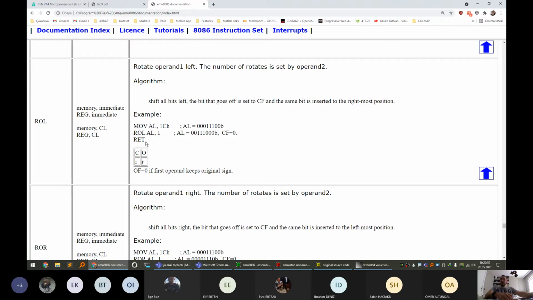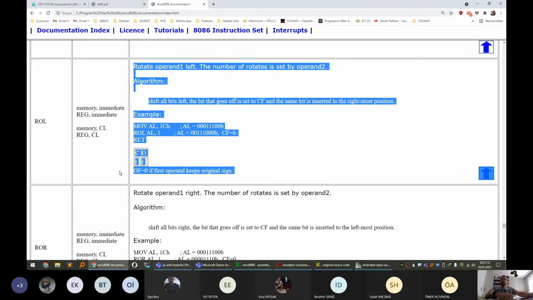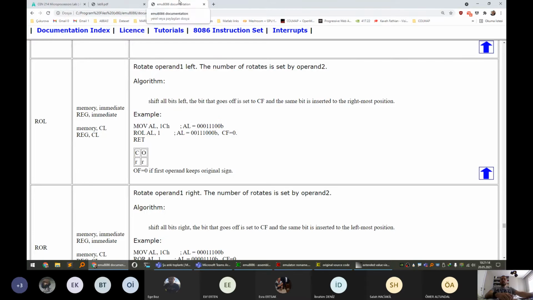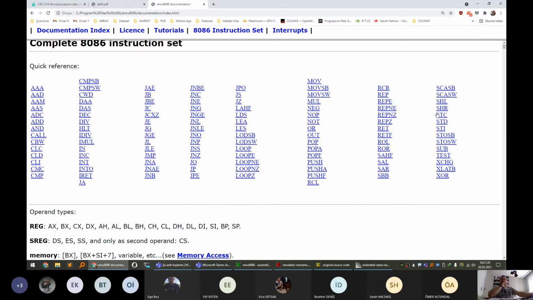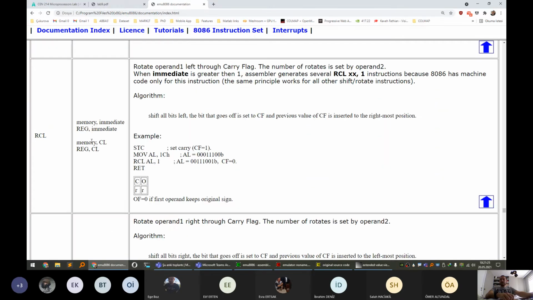Okay, here's a little example. The only affected flags are carry flag and overflow flag. If the overflow is 0, keeps the original sign. This is not that important. Okay. The other command, rotate through carry left. Okay, parameters are same, like shift, like rotate left.